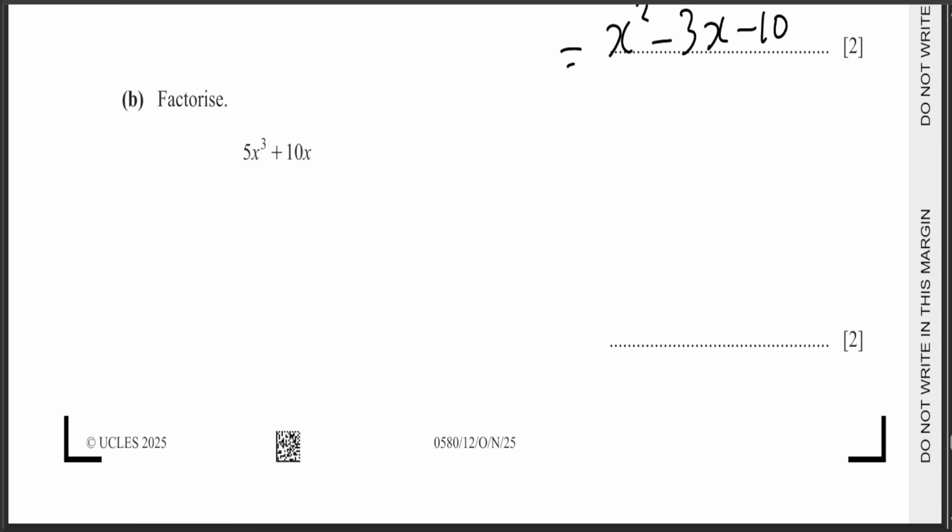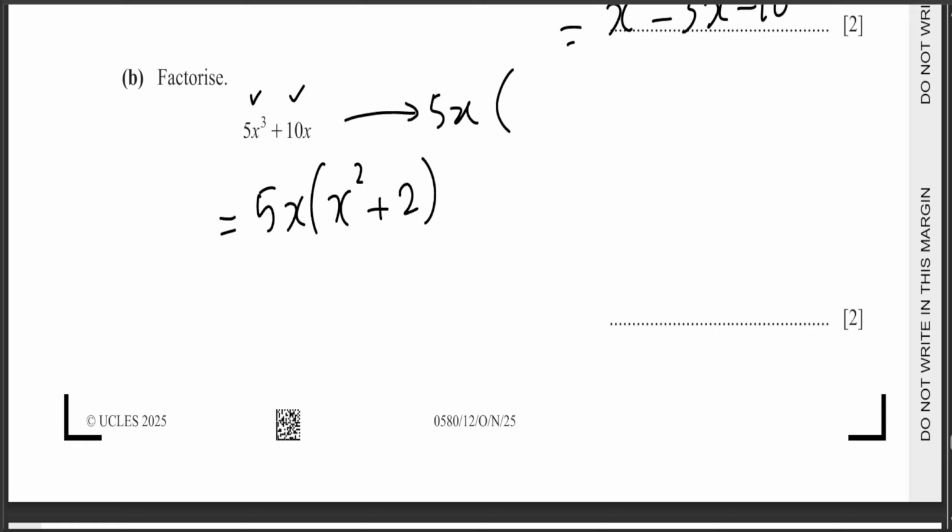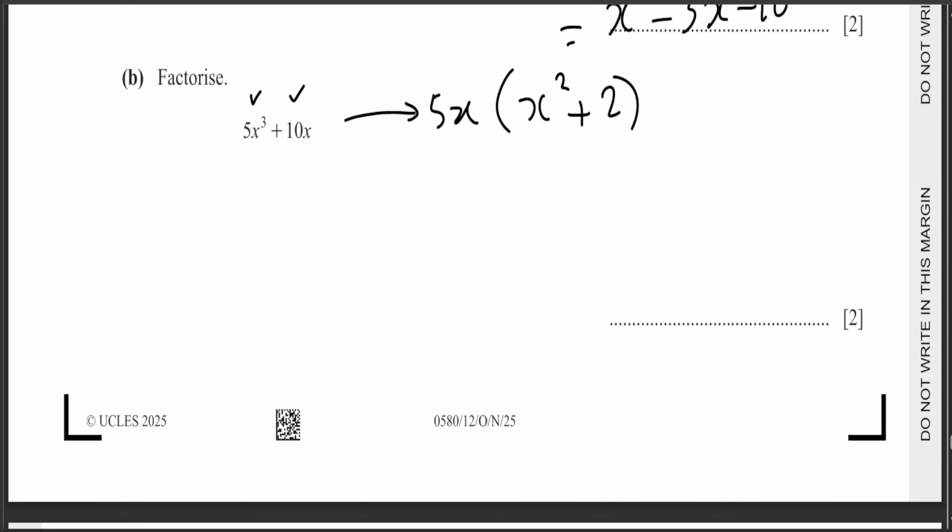Now question B, factorize 5x cubed plus 10x. If you factorize, your common factor is 5x. So 5x into bracket x squared plus 2. Remember, your common factor is 5x. 5x cubed divided by 5x is going to be x squared. 10x divided by 5x is going to be 2. So that is our answer. Let me just write it here: 5x into bracket x squared plus 2.